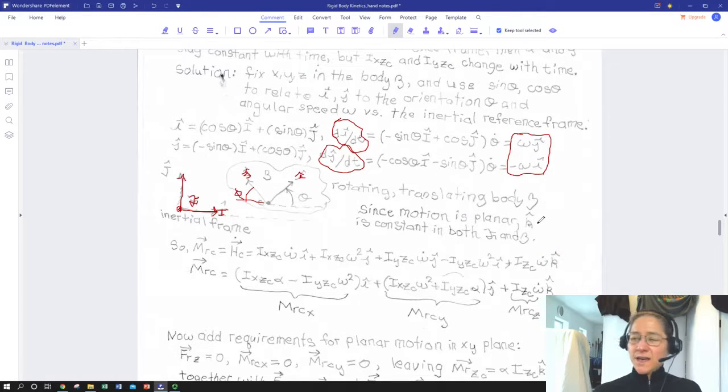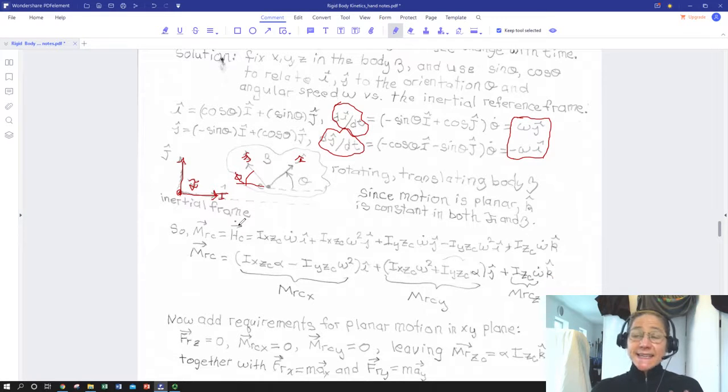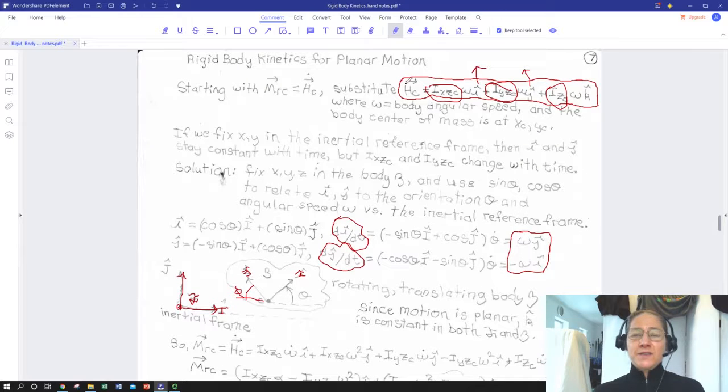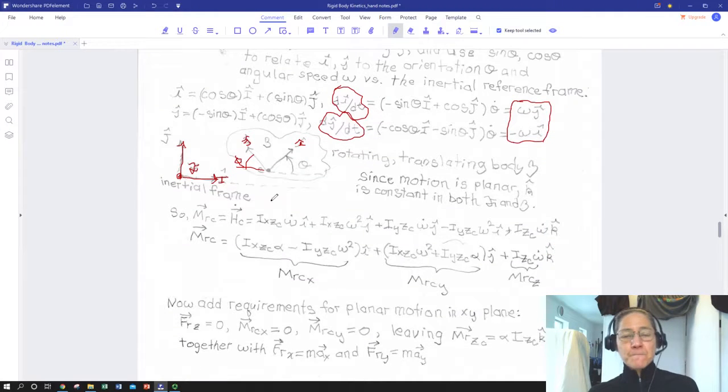And we don't have to do any kind of transform to represent little k hat in terms of big K hat, because we have planar motion, so the z-axis is the same in our rotating, translating rigid body as it is in our inertial reference frame. So little k hat dot is the same as big K hat dot, so that's easy. So let's take the time derivative of this expression using these two expressions for i hat dot and j hat dot and see what we get.